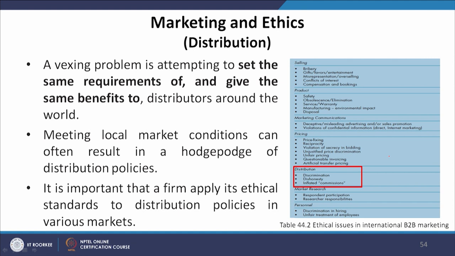Now let us talk of distribution. A vexing problem is attempting to set the same requirements of and give the same benefits to distributors around the world. So this is what we are talking about. Meeting local market conditions can often result in a hodgepodge of distribution policies. It is important that the firm apply its ethical standards to distribution policies in various markets.